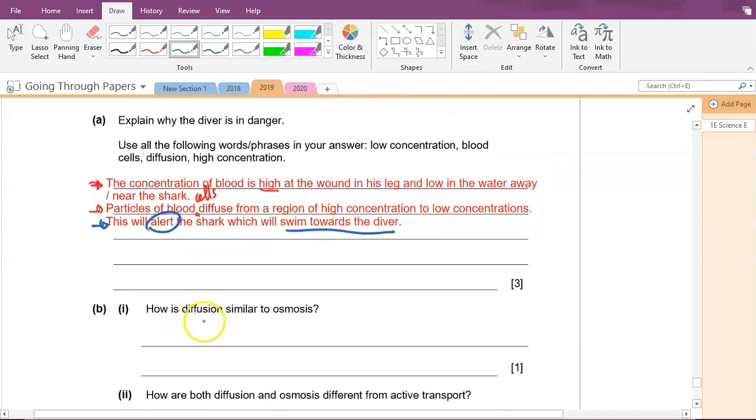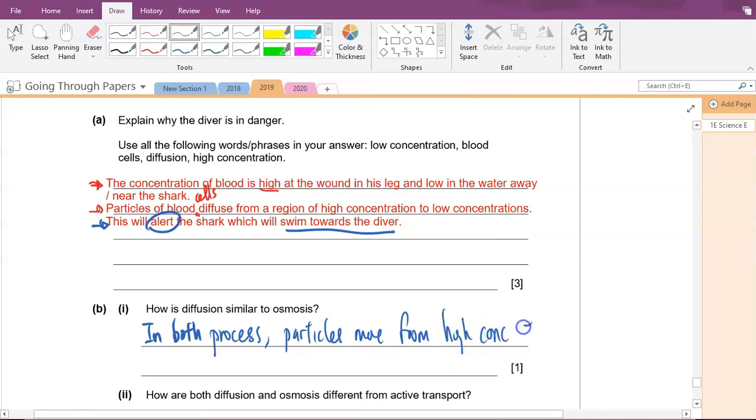Next. How is diffusion similar to osmosis? I think in terms of these two, you know that it's about substances moving from high concentration to low concentration. So in both processes, particles move from high concentration to low concentration. This is actually the first thing. The second thing is they both do not require energy for substances to move.